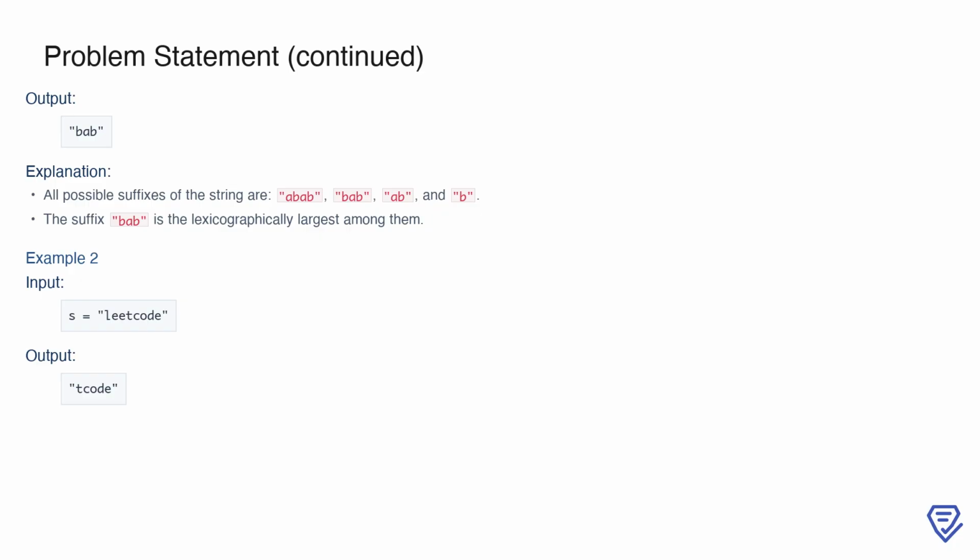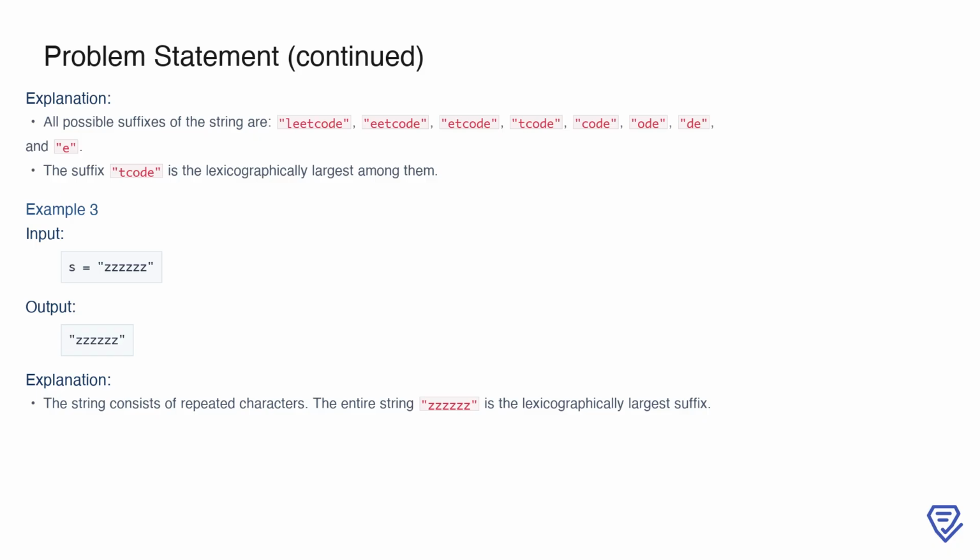Now, consider a second example where the input string is S equals LeetCode. For the string S equals LeetCode, the possible suffixes are LeetCode, eetCode, etCode, tCode, Code, ode, de, and e. Among these, the suffix tCode is lexicographically the largest. This is because it starts with t, which appears later in the alphabet than any other starting character in the remaining suffixes. Therefore, the output for this input is tCode.